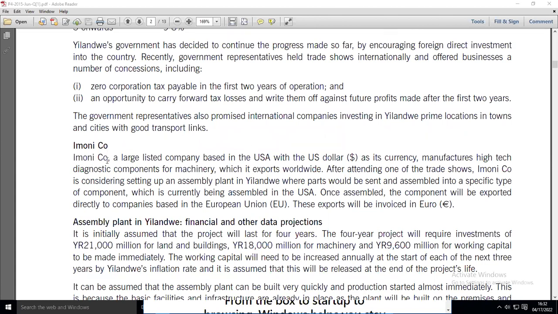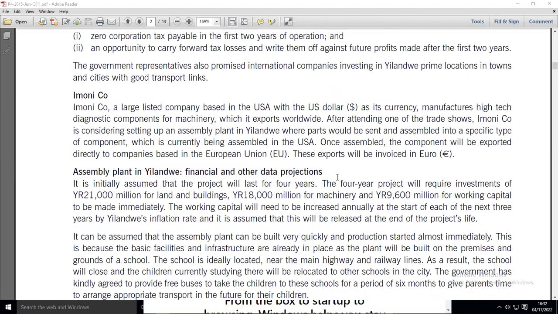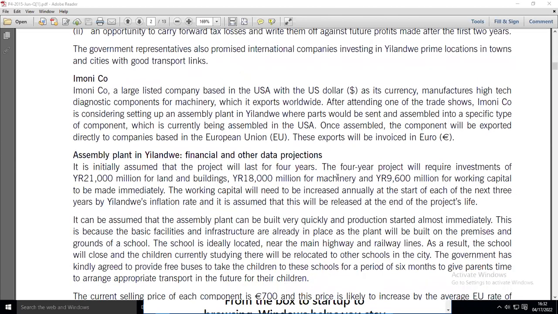So let's talk about I company, a large listed company based in the USA, with the US dollar as its currency. So now the foreign cash flow issue is starting, isn't it? The foreign cash flow issue is starting. What do you think? So the company that we're looking at is based in the USA and the currency is US dollar.